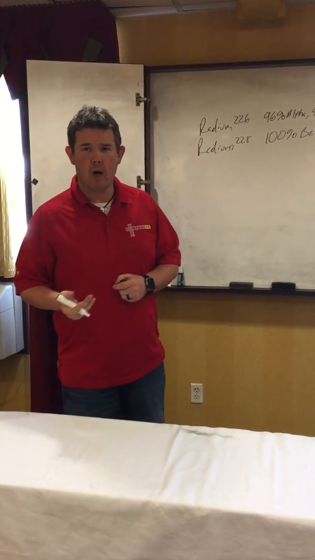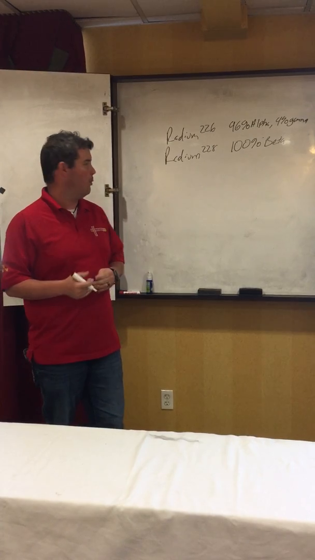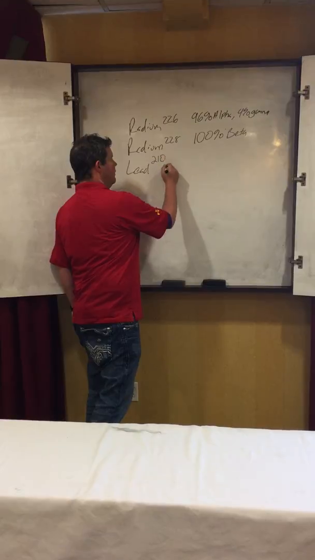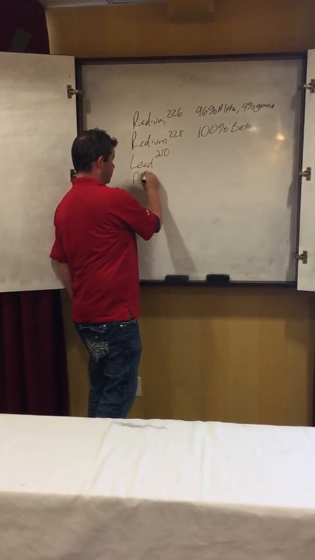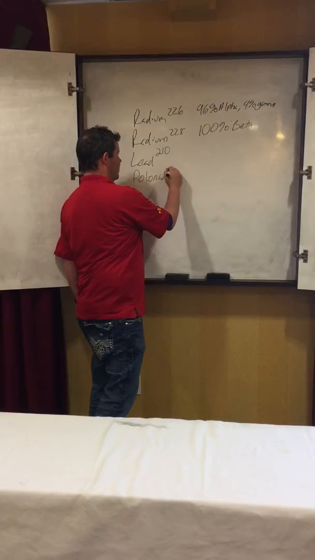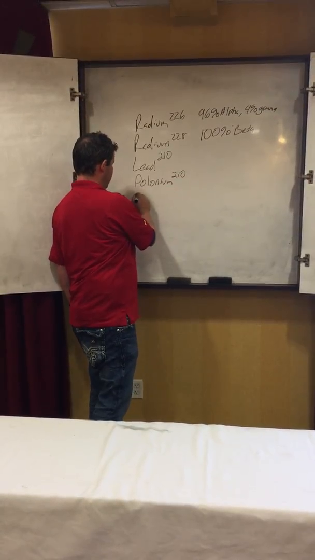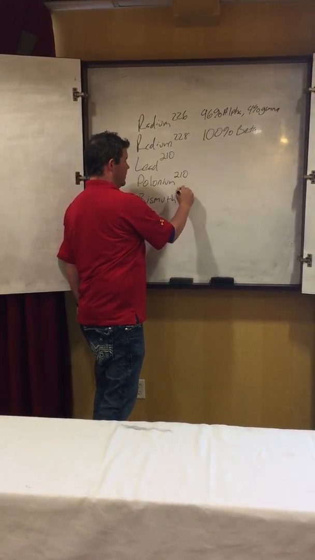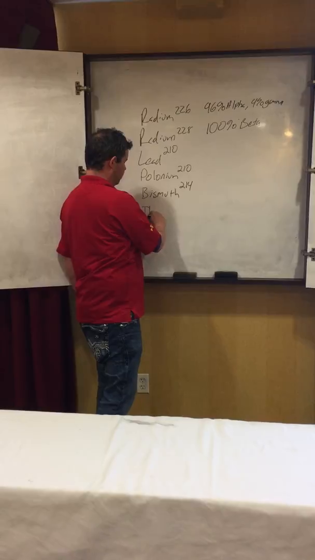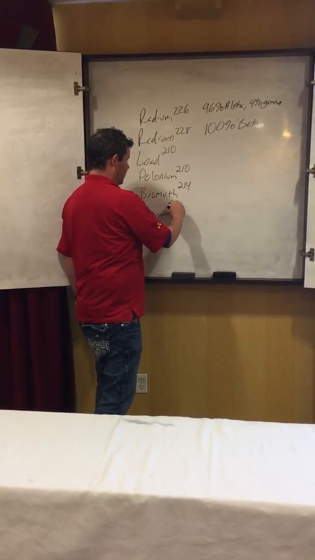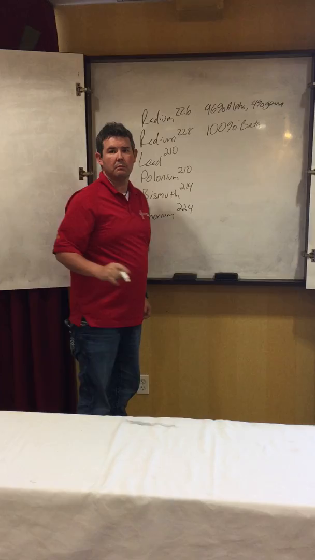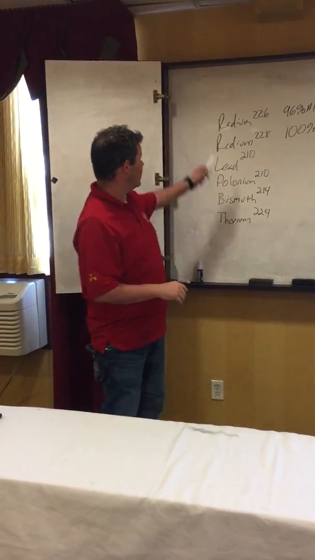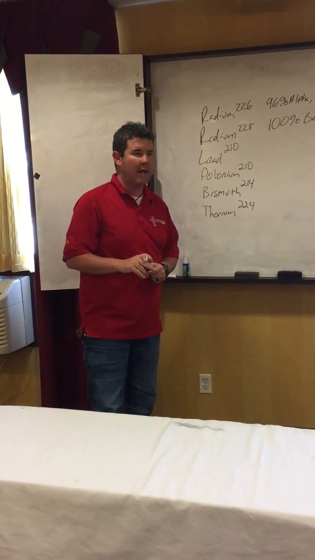And then the 4 daughter products that we've got to have listed on the lab report are lead-210, polonium-210, bismuth-214, and thorium-224. Okay, those are going to be the daughter products. So these are the 6 radionuclides that need to be listed on our lab reports.